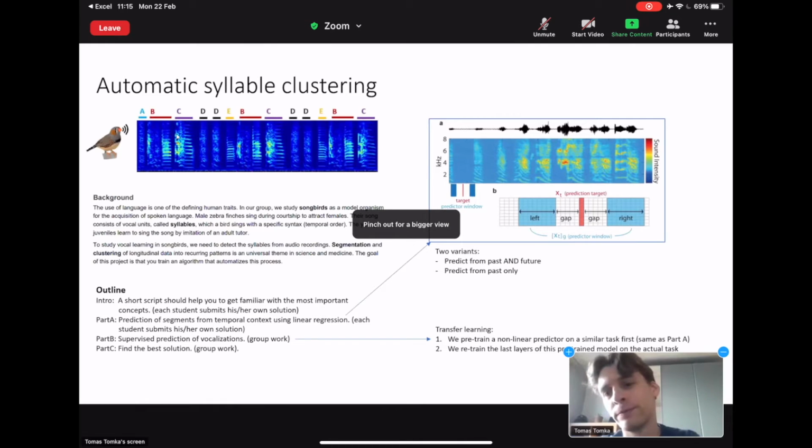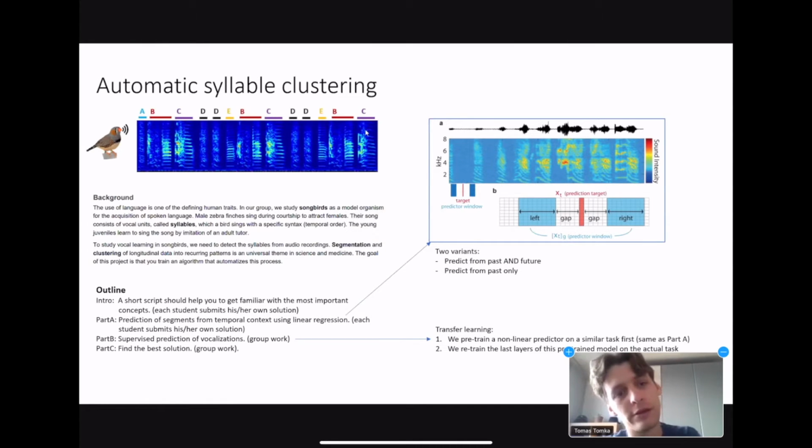Okay, so I'm one of the TAs in this project, and I'm a PhD in Richard's group, and we study songbirds. Please feel free to send me some emails about any questions related to the project. And here you see also a spectrogram of some songbird song, where the y-axis is different frequencies.